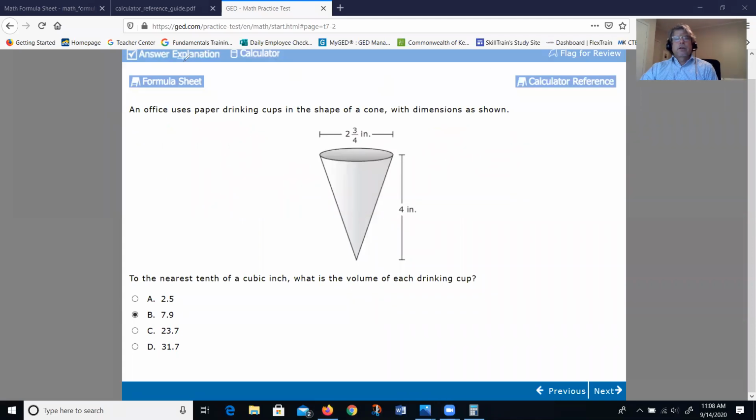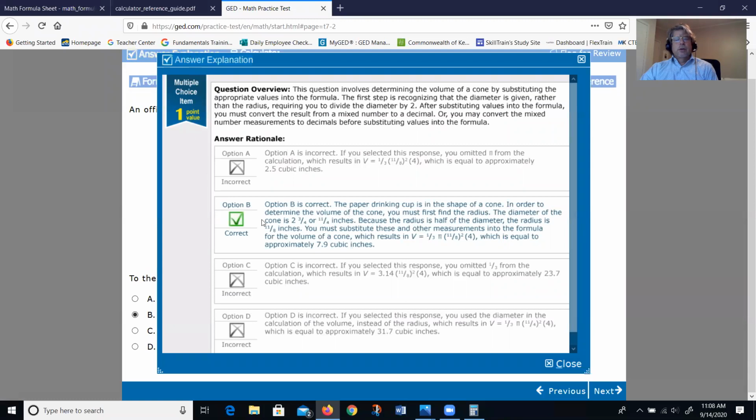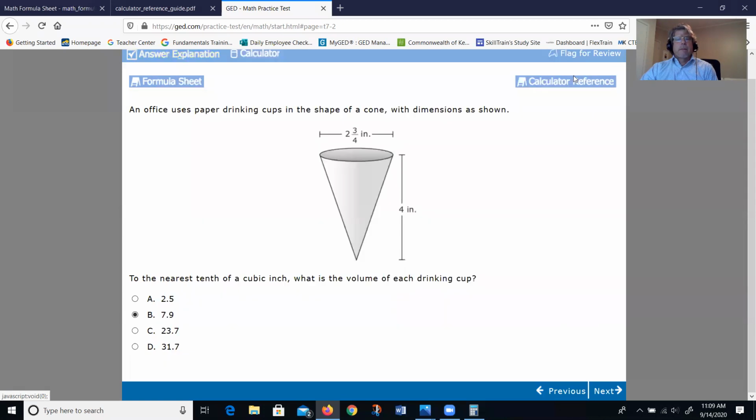So if we look at our answer explanation, we see the answer is B. They like fractions, but you can also change things to decimals. So keep in mind there's different ways to do that. They actually changed everything into fraction form.